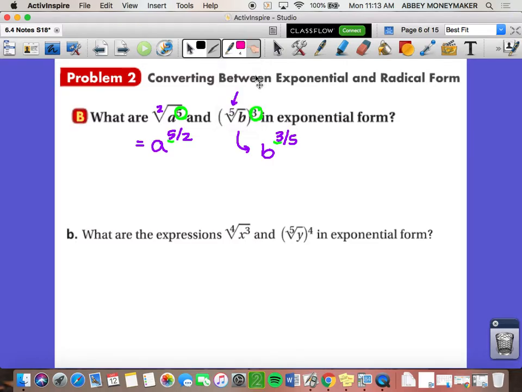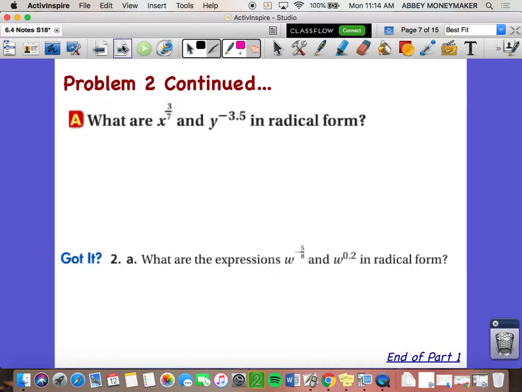And then same thing for down here at the bottom. This would give us x to the 3/4. And then this one would give us y to the 4/5. Again, your index is your denominator, and then your power is your numerator. So let's kick this up a little bit, and then this could be the end of part 1. So on problem number 2, continued.